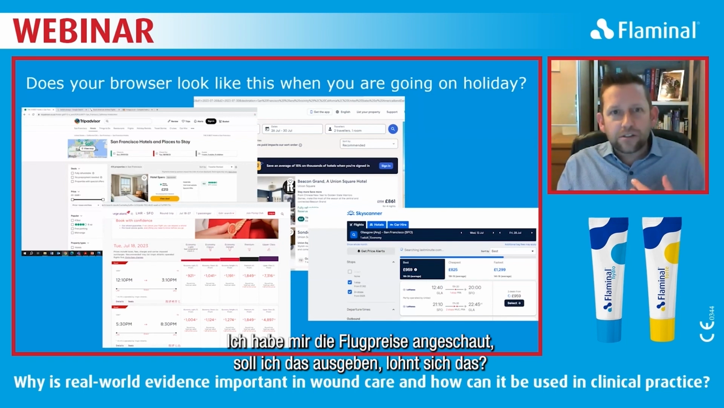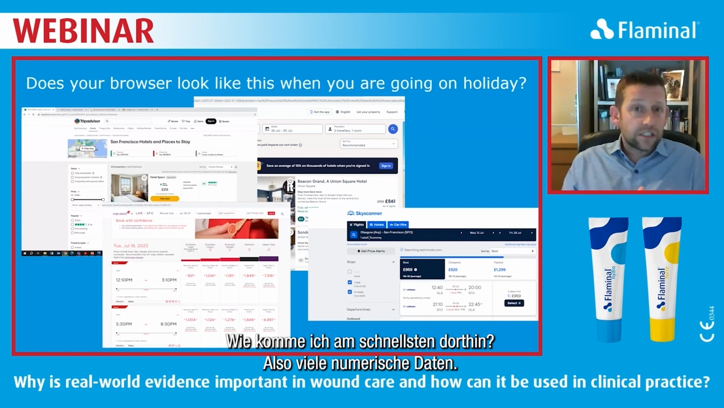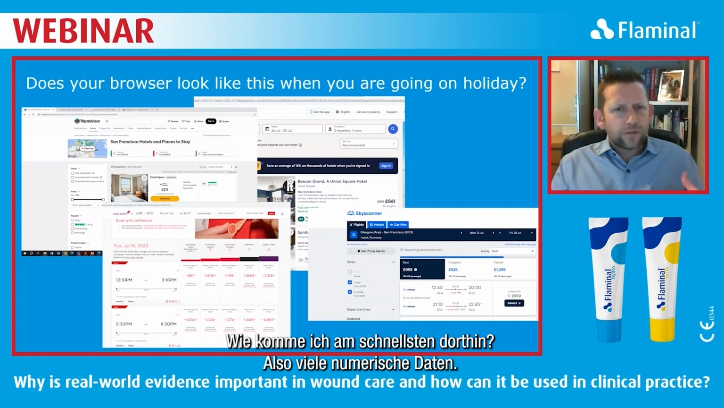So I've looked at the price of the flights. What value can I get there? What's the best class of flight that I can get for that money that I'm going to spend? What's the quickest way to get there? So a lot of numerical data.